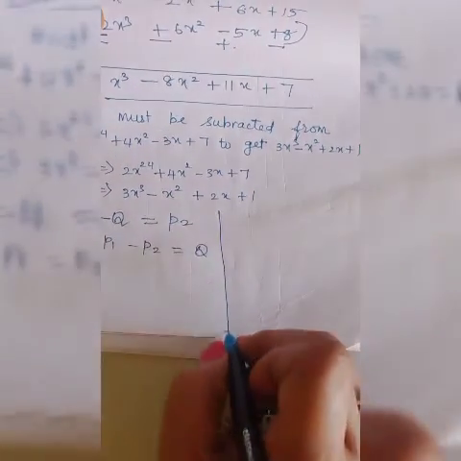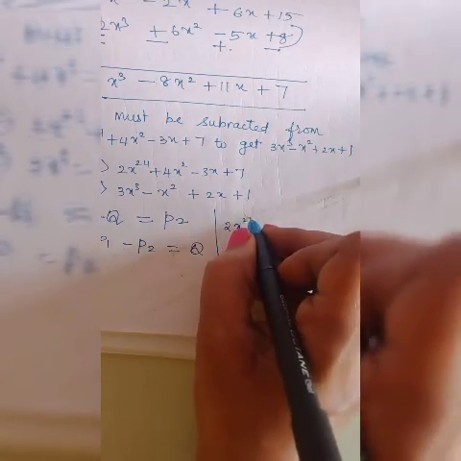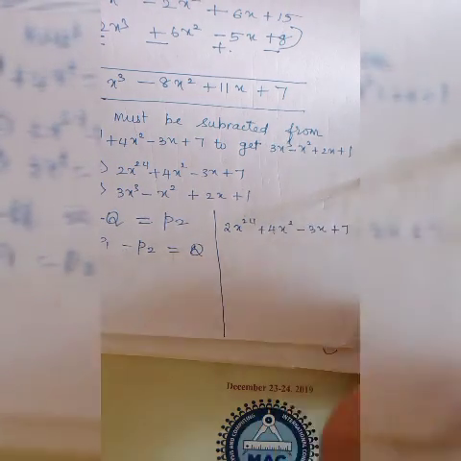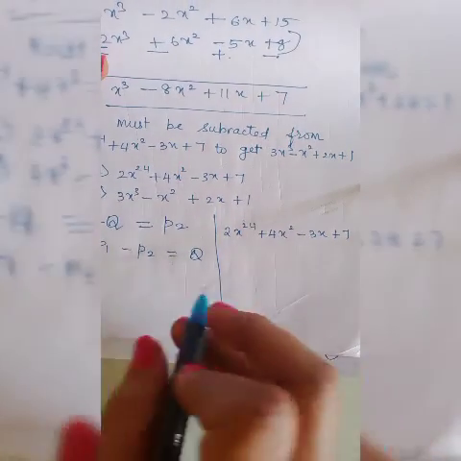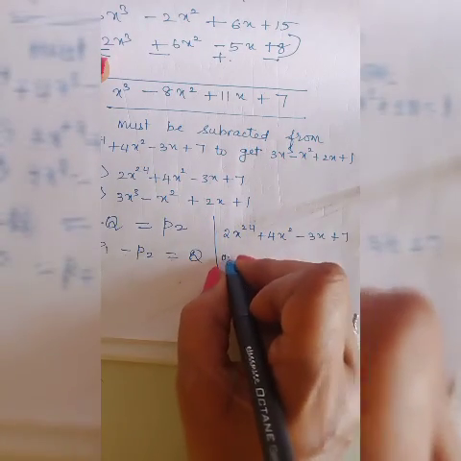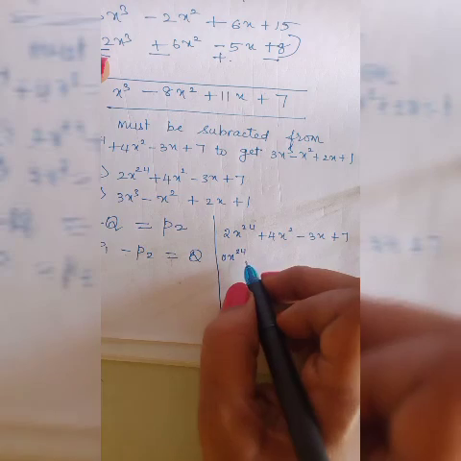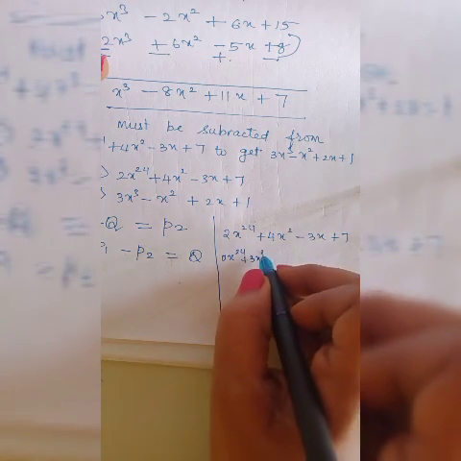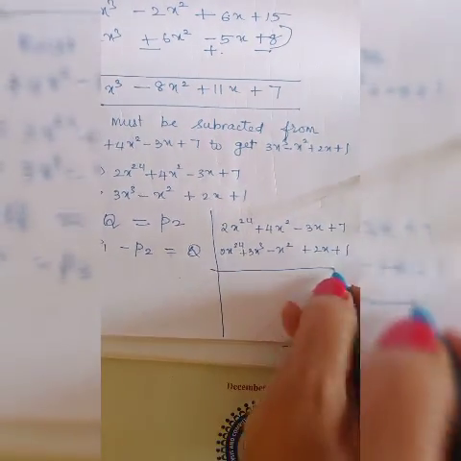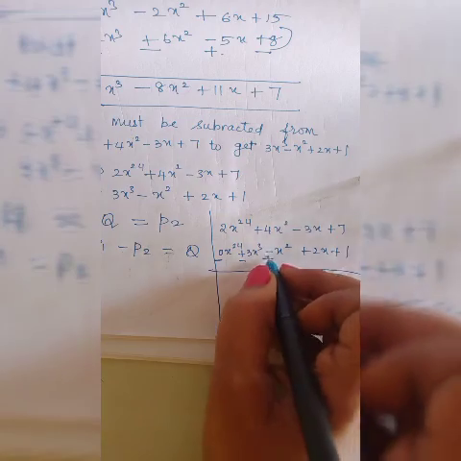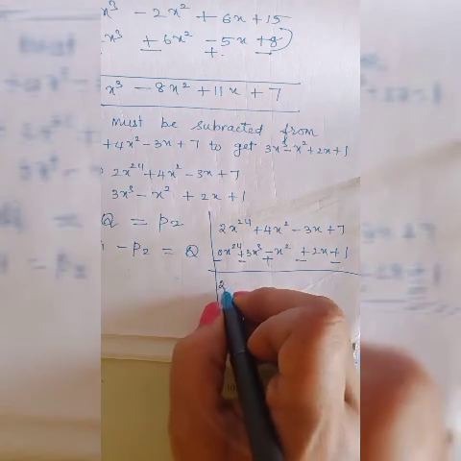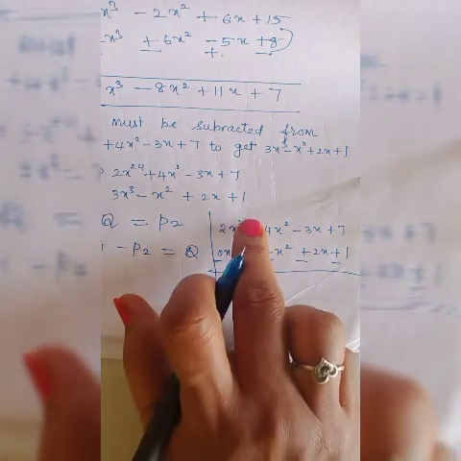So now let us subtract here. P1 is 2x power 24, 4x square minus 3x plus 7. Here we have no x power 24 term in the P2. So 0 x power 24, and we have x cube term, 3x cube term, minus x square term, plus 2x term, plus constant term 1. So now subtracting, we are going to subtract. So change the sign. 2x power 24, 0x power 24. So 2x power 24.